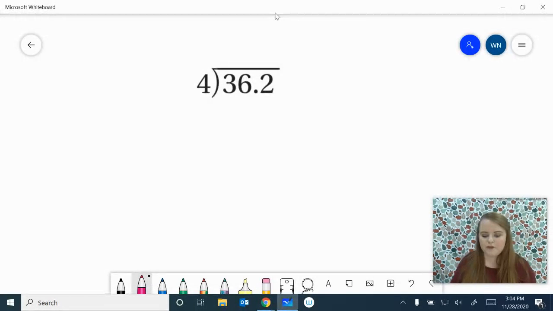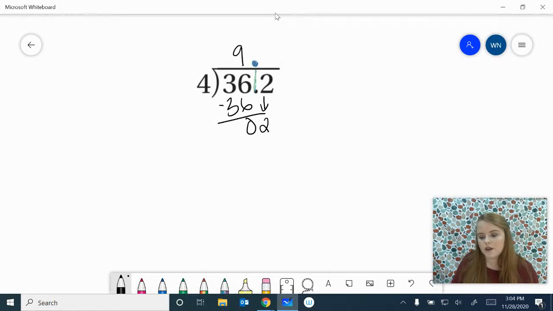36 and 2 tenths divided by 4. This seems harmless enough. Let's go ahead and bring our magical decimal line, bring that decimal up. Ooh, not a 0. That should have been a decimal point. There's your decimal point. Now let's divide. 36 divided by 4 we know is 9, because 9 times 4 is 36.